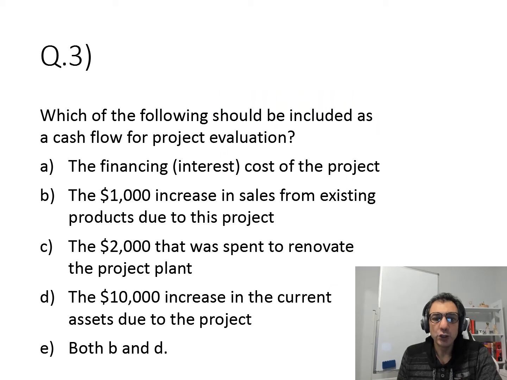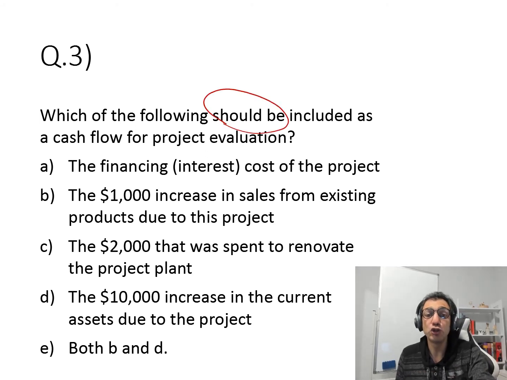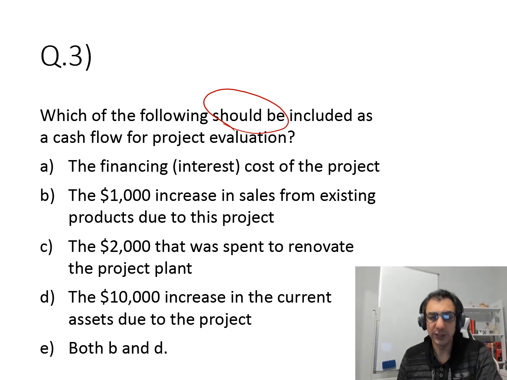Which of the following should be included as a cash flow for project evaluation? So we talk about the relevant costs or relevant cash flows and incremental ones. So we talk about some costs which you shouldn't include in the cash flow, such as the sunk costs, such as the financing costs. So here we are talking about those items which should be included as a cash flow. So let's go one by one.